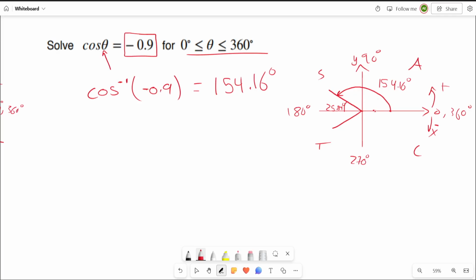Okay, so let's get our next answer. So I will also start from the positive x, go anti-clockwise until I hit the next line. Okay, so by symmetry, if this angle is 25.84, this angle is also 25.84 degrees. So the angle I'm trying to find is going to be basically 180, this straight line, plus this 25.84 angle. So it's going to be 180 plus 25.84.